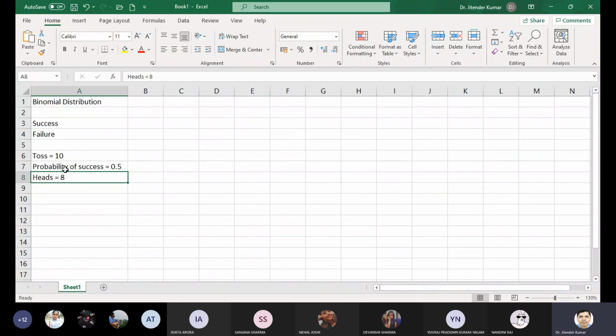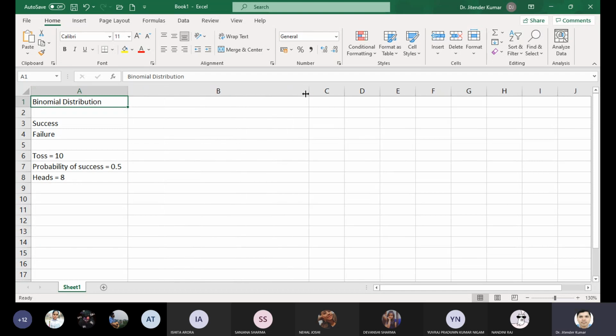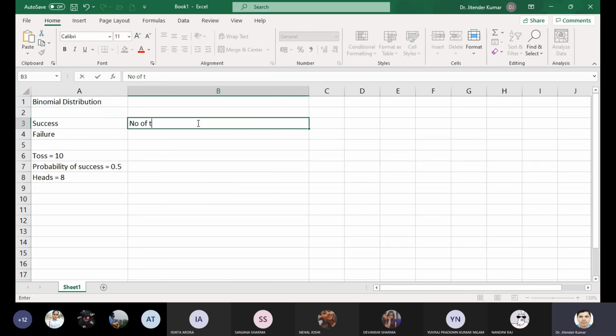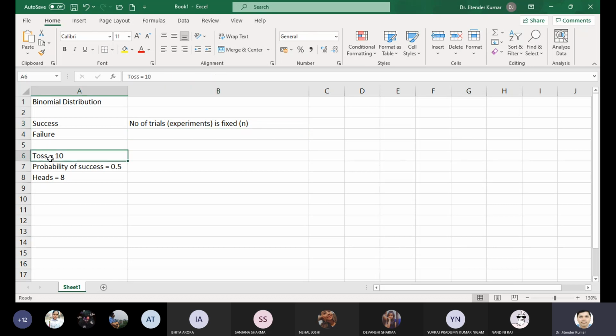Since we have only 2 outcomes possible, can we study it through binomial distribution? For binomial distribution, your data should show certain properties. Basically there are 4 properties. Number 1, the number of trials, or you can say experiments, should be fixed, and it is denoted by small n, right? So how many experiments you are doing should be fixed. Like I am tossing the coin 10 times. Each toss is one experiment.